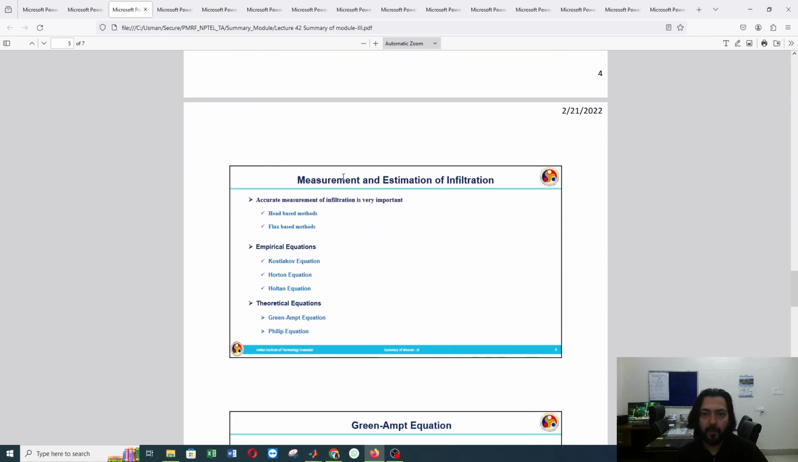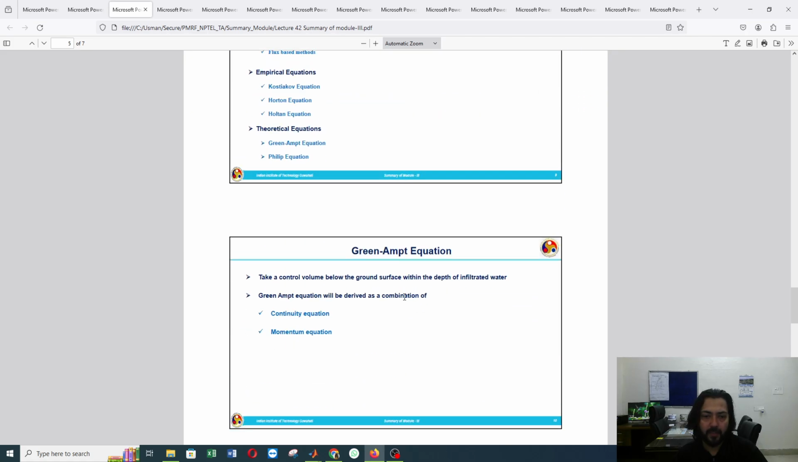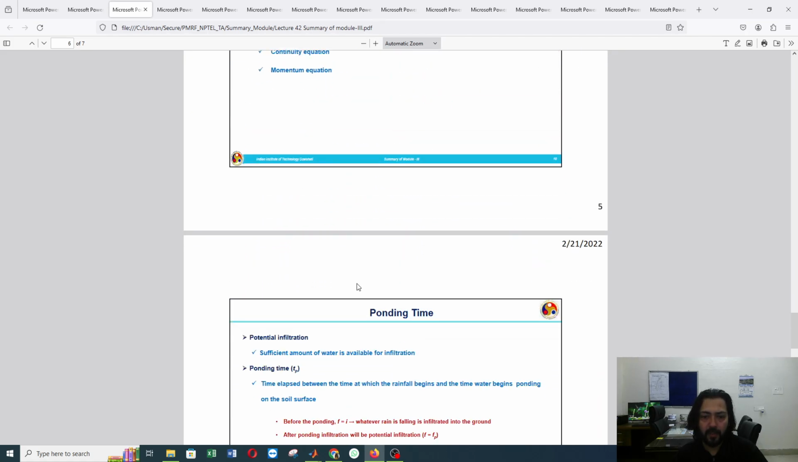Then we talked about how we can measure infiltration. We have studied empirical equations, like Kostiakov's equation and Horton's equation, and we talked about theoretical equations such as the Green-Ampt equation and the Philip equation. We have seen numericals on each of them.